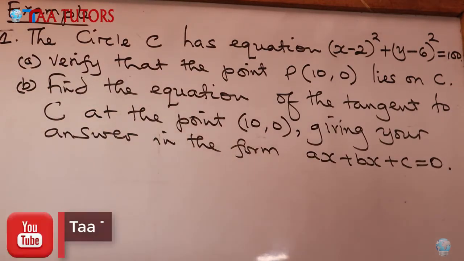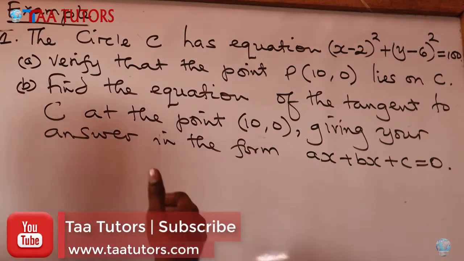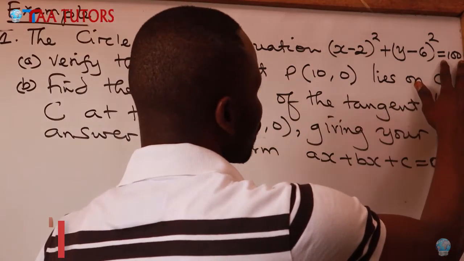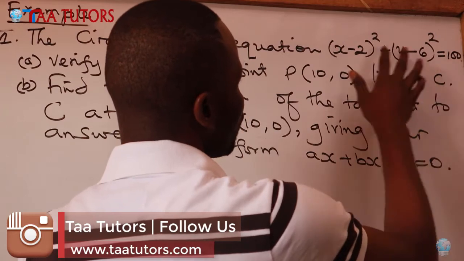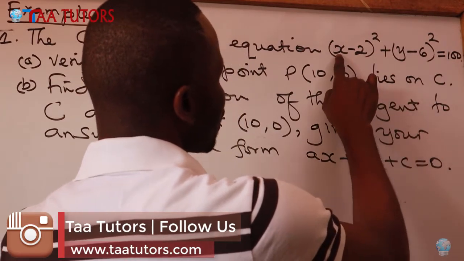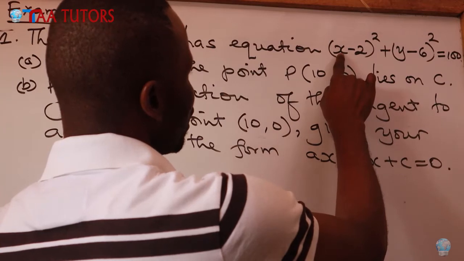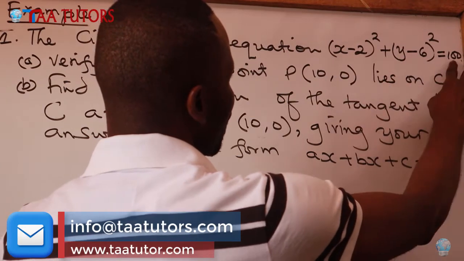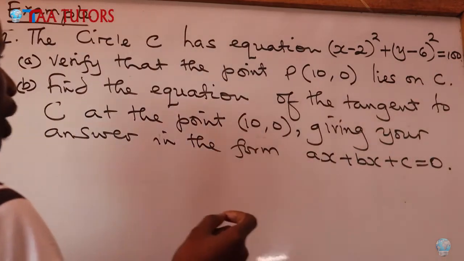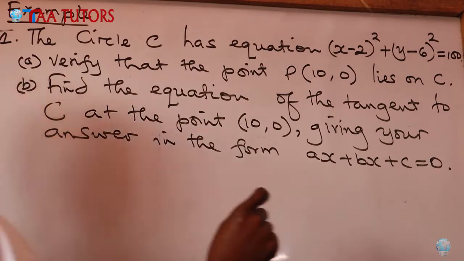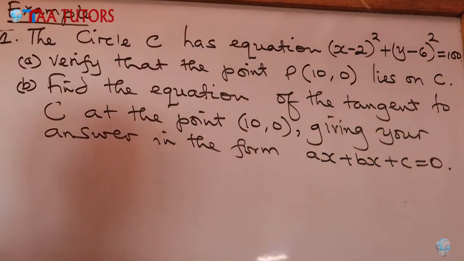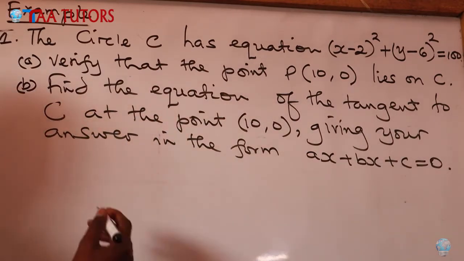For us to determine that, we know that the distance between P and the center is the radius of that particular circle, and that should give us 100. So where x is 10 and y is 0, if we express that and get 100, then it proves that point P is on the circle. But if we cannot get 100 by substituting 10 and 0 for x and y, then that is not true. So the first thing we have to determine in this case is the distance between P and the center.